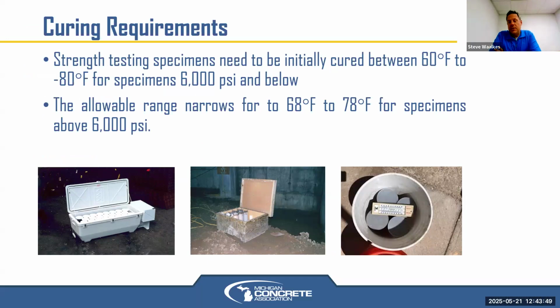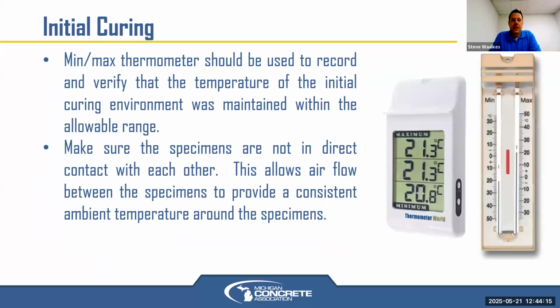For high strength concrete mixtures, not very common for MDOT work, but for commercial work, high rise buildings, things like that, a lot of times we'll see some high strength mixtures being used. I've heard of mixes in high rises up to 12,000 psi. So in that case, that 20-degree range shrinks to a 10-degree range, 68 to 78, because high strength concrete is way more susceptible to that initial curing condition. Min-max thermometers are the only way to prove that your specimens in the field were maintained between 60 and 80 in that initial curing prior to being brought back to the lab and undergoing standard curing for the remainder.